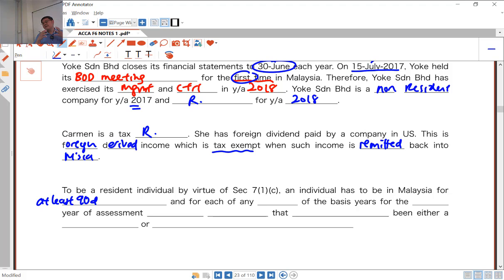So you cannot just say be in Malaysia for 90 days. Which year are you talking about? Usually you have to point, because you're talking about many years. So normally you can say at least 90 days for that year of assessment. That year, or for that particular year of assessment.